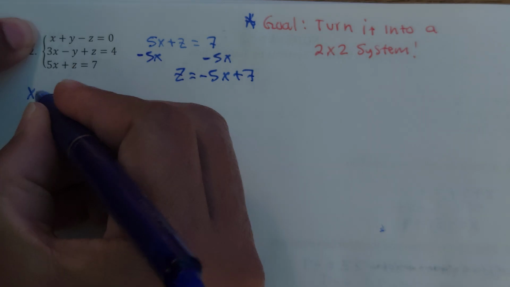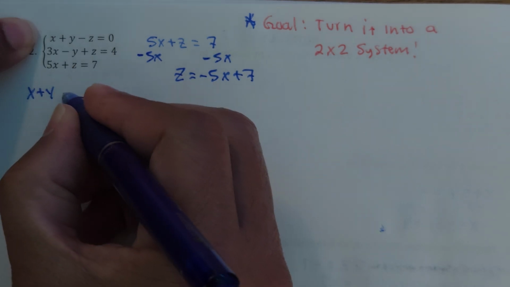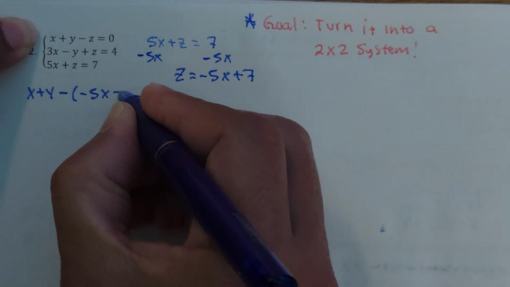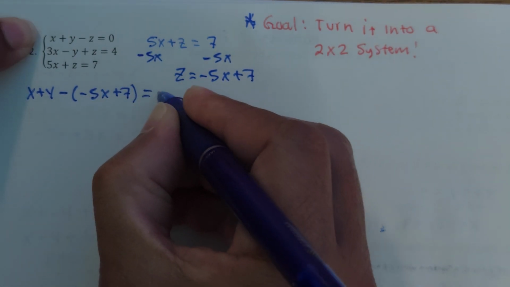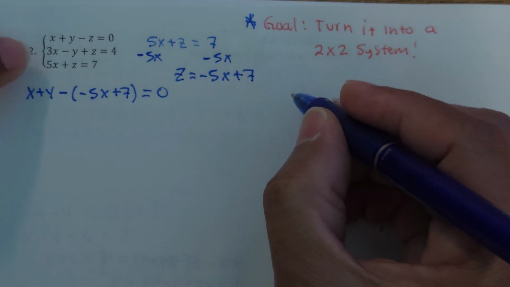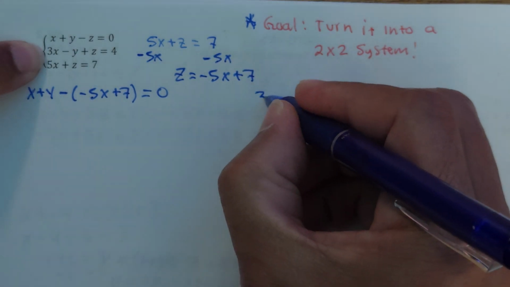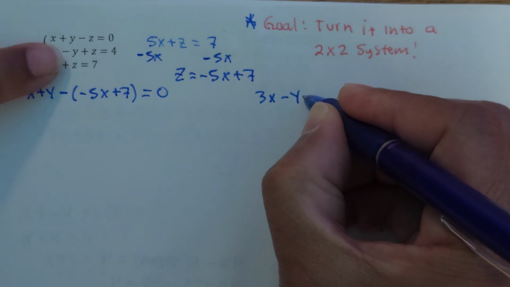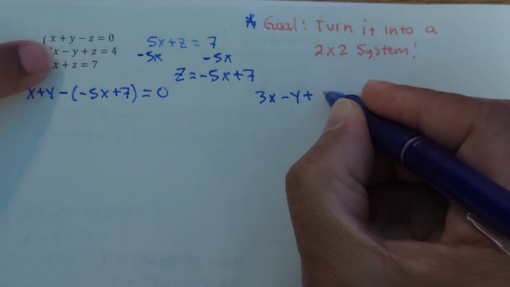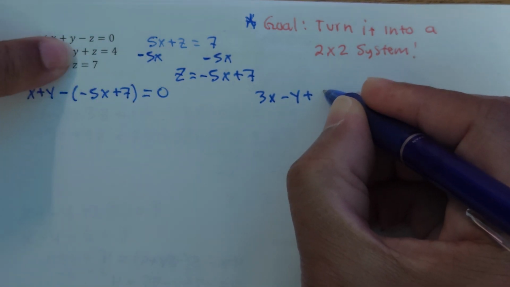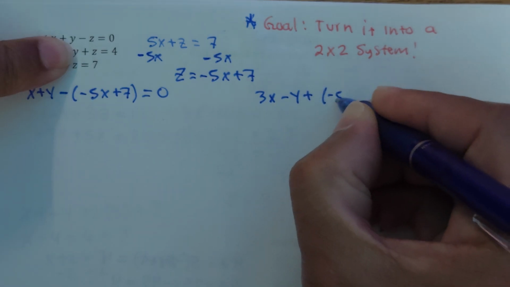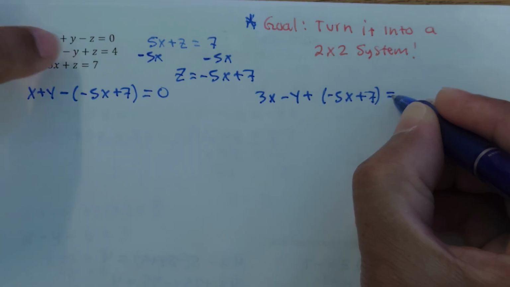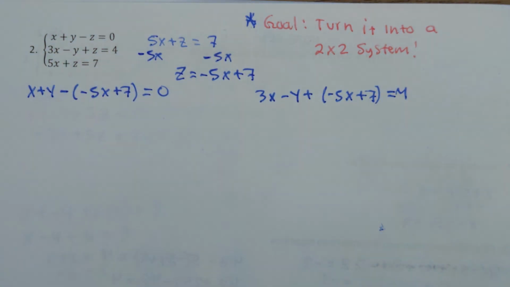So I have x plus y minus (negative 5x plus 7) equals 0, and the other is 3x minus y plus, and we just said that z is negative 5x plus 7, so (negative 5x plus 7), and this is equal to 4. So there we have the two equations.